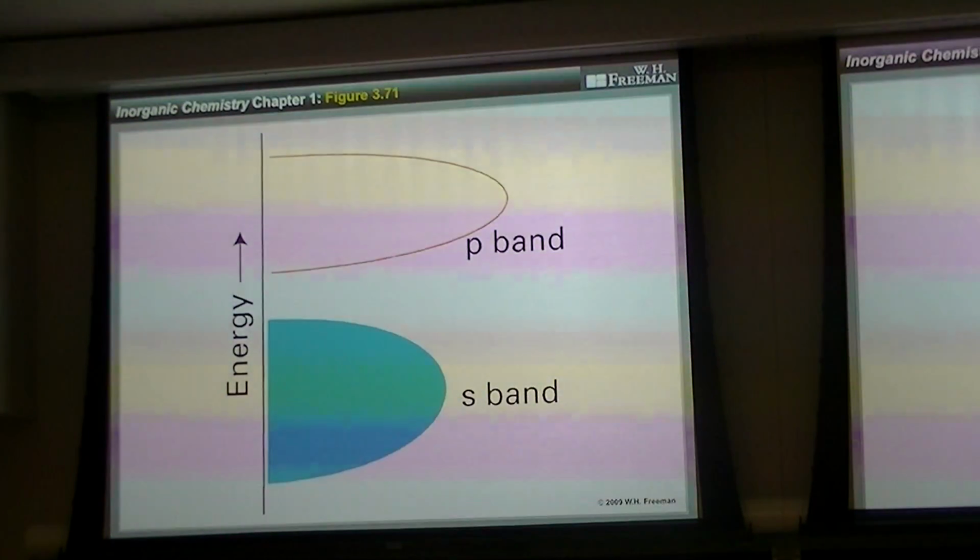So there are two different kinds of semiconductors. It's the same as two different kinds of defects, two different kinds of semiconductors. There are the intrinsic semiconductors.